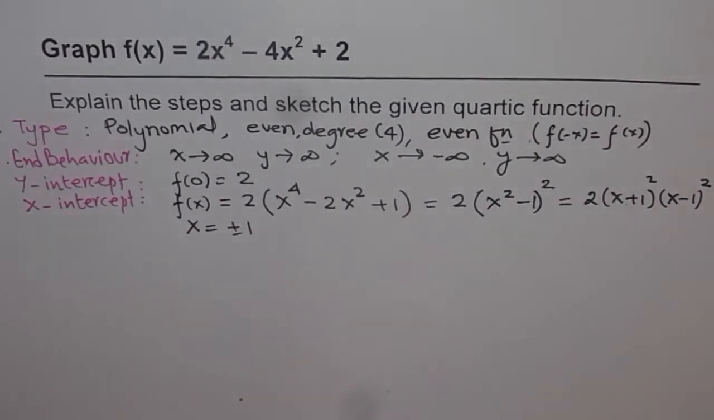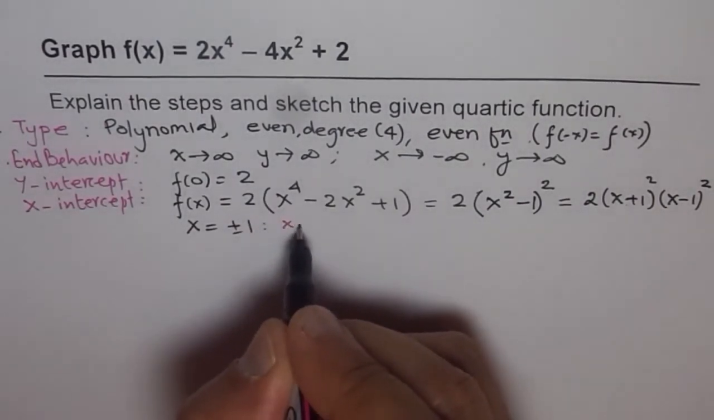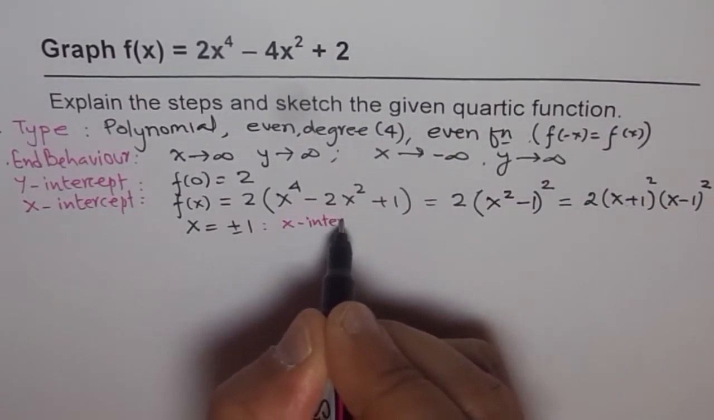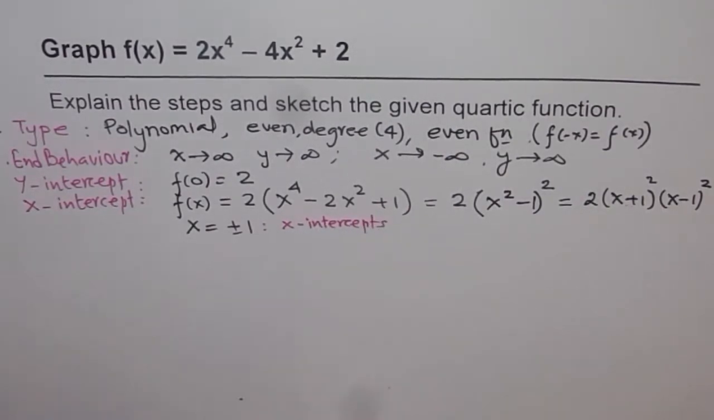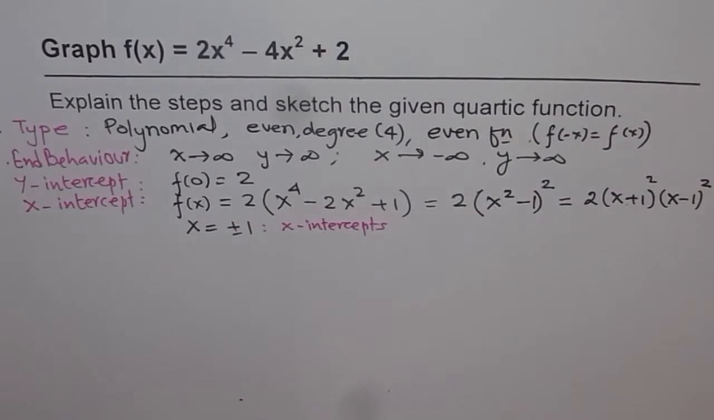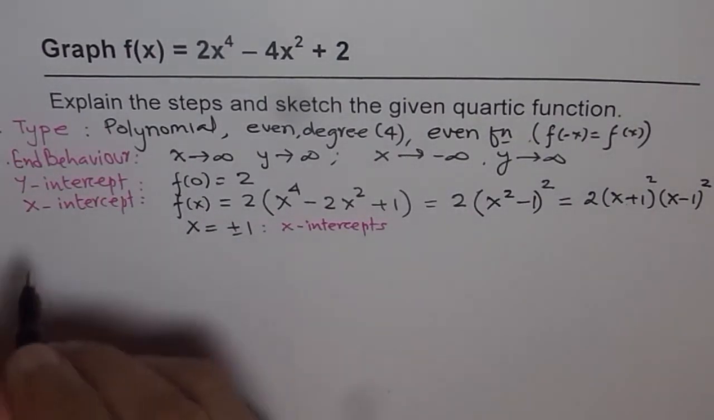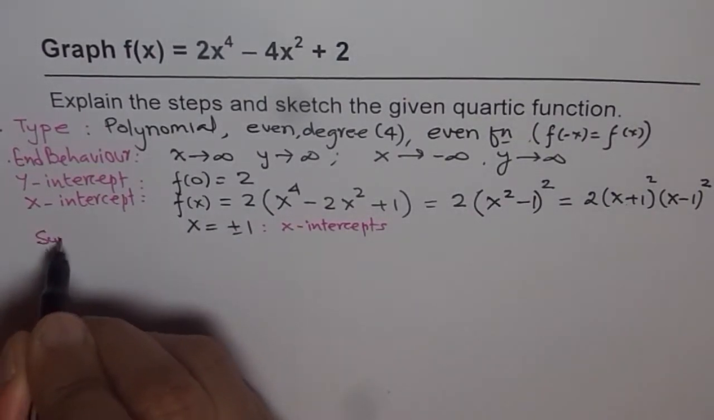So let me write it here. These are my x-intercepts, okay. Fine, so we got x-intercepts. Now we know the x-intercepts and all this. Let's look into symmetry. So how about the symmetry?